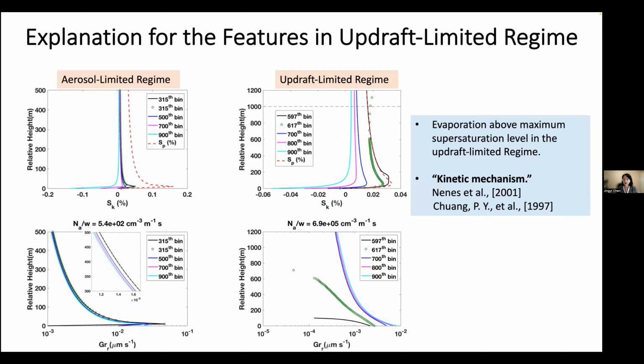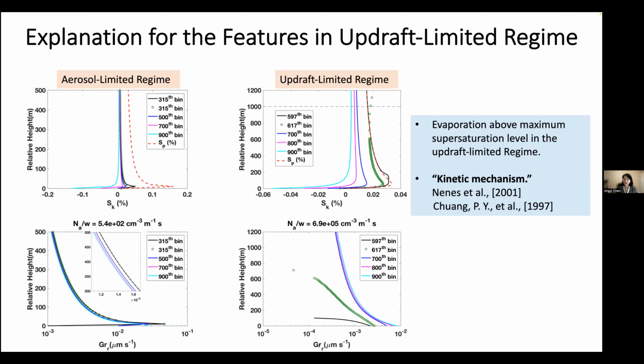This figure is an example of the aerosol limited regime, the top left figure. The black line is the particle equivalent supersaturation of the smallest cloud droplets at the cloud base. And the green circle corresponds to the smallest cloud droplet at about 1 kilometer. In the aerosol limited regime, these two lines collapse onto each other. So the smallest droplet size at the cloud base is also the smallest at 1 kilometer.